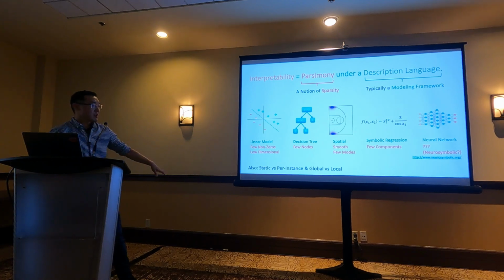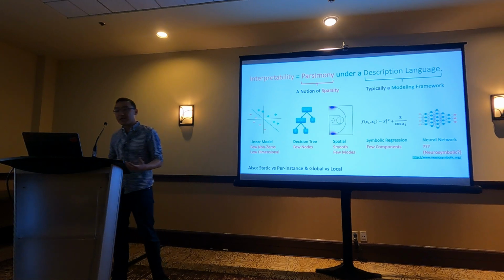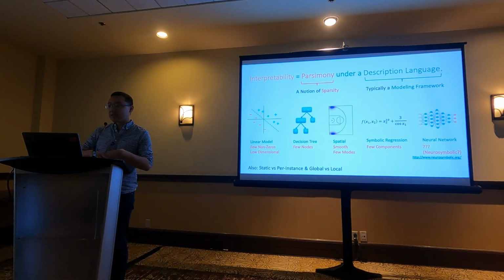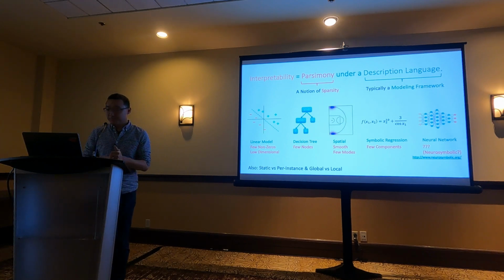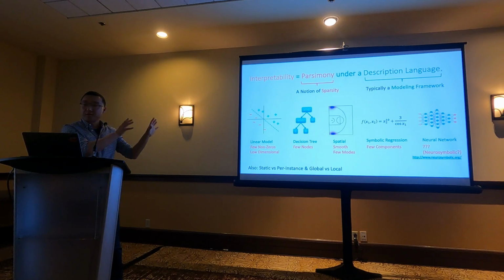And there are also other things I should mention, not just parsimony and description language. Are you doing static analysis versus per instance analysis? Static analysis is just the entire model as is. Per instance is how the model behaves when given an input and as you trace its output. Global versus local, looking at just this part of the model or the whole model. But this is my definition of interpretability.